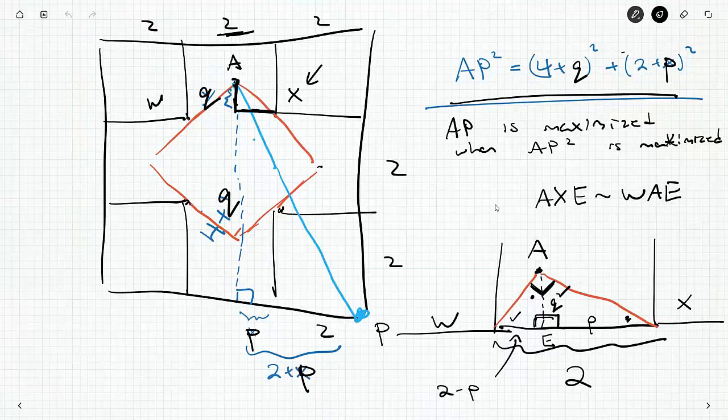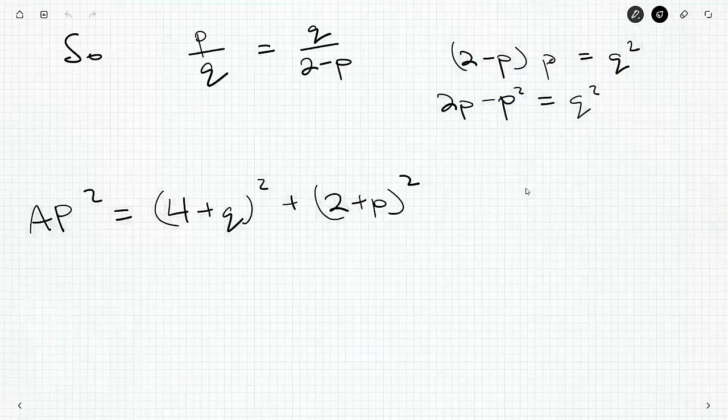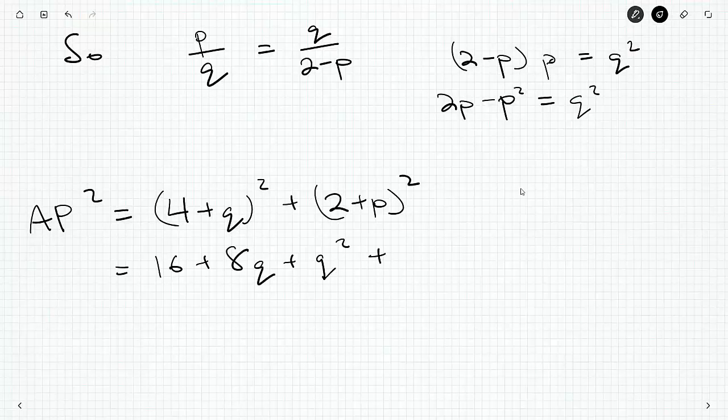This definitely gives me a relationship between P and Q, certainly. Nothing is immediately coming to mind, so I guess I'm just gonna plug away. So I'll get 16 plus 8q plus q squared plus 4 plus 4p plus p squared when I expand these out.